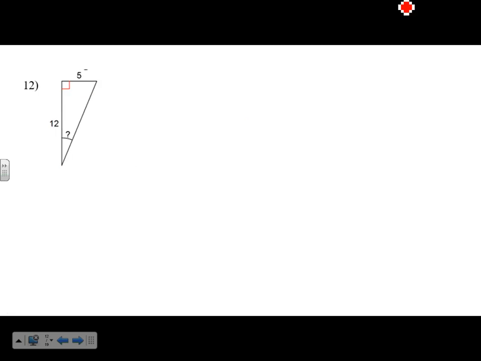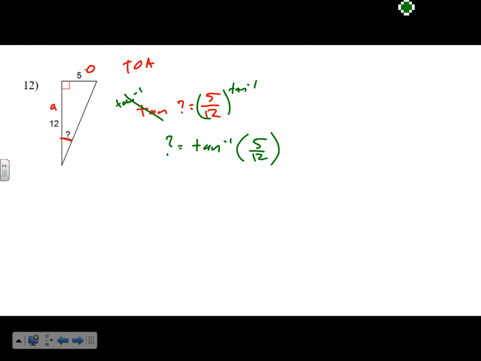This one, the angle we're missing is this one, so the opposite and the adjacent, so that means TOA. So we have the tangent of my question mark is equal to the opposite over the adjacent. Again, to cancel out tangent is the inverse tangent. So my question mark is equal to the inverse tangent of 5 over 12. Inverse tangent 5 divided by 12 is 22.61. That ends up being 23 degrees.